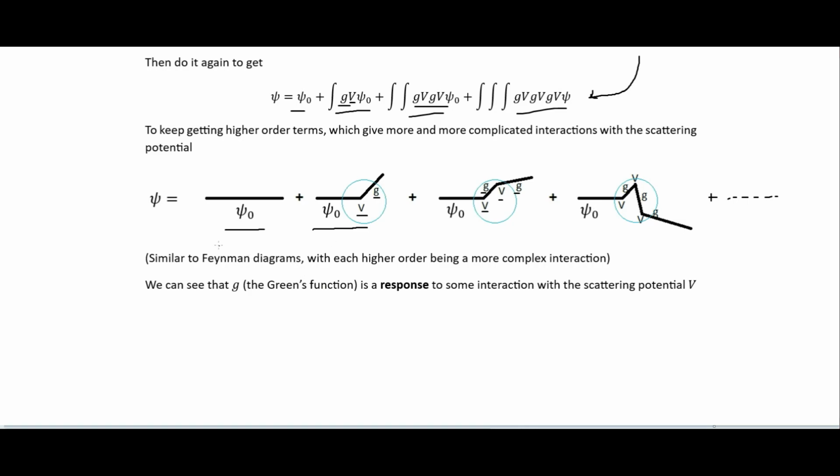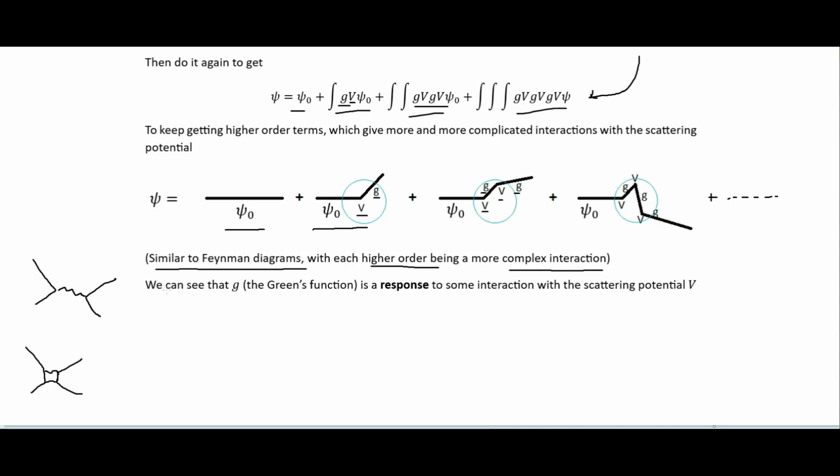And so if you are somewhat familiar with quantum field theory or quantum electrodynamics, you'll see that these are similar to Feynman diagrams, where the higher order terms are more complex interactions. In Feynman diagrams, you can have particles coming in like this, and they exchange a photon like that, or you can have them coming in like this and exchanging 2 photons here. And so you can get these higher order terms in your Feynman diagrams.